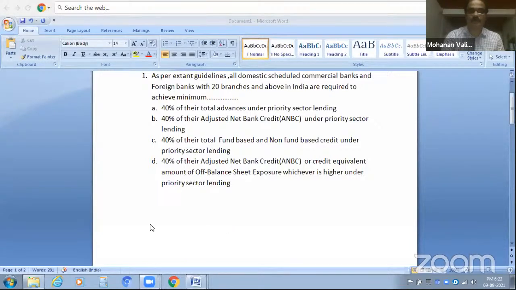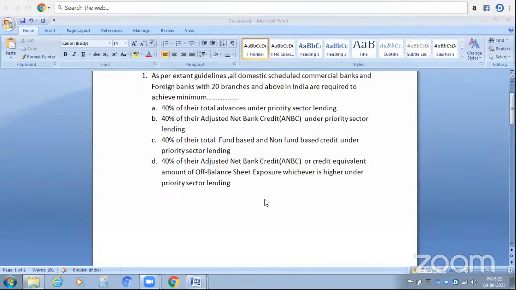Participants can give the answer. As per RBI guidelines, all domestic scheduled commercial banks and foreign banks with 20 branches and above in India are required to achieve minimum... D, sir. D is the answer.